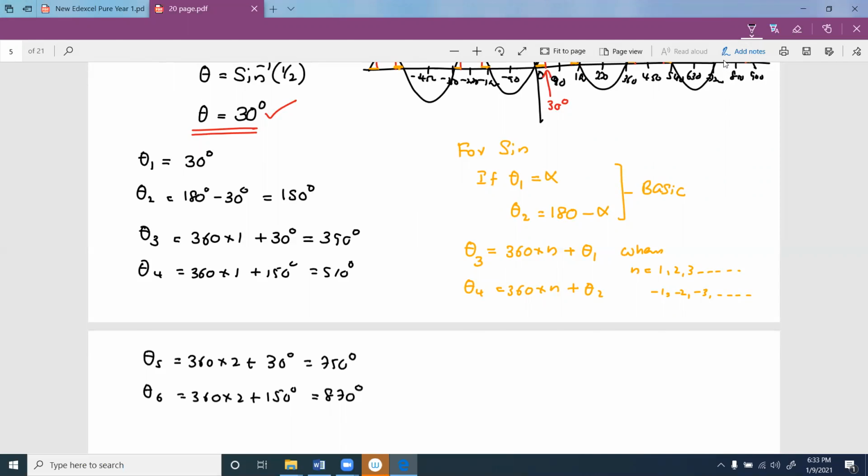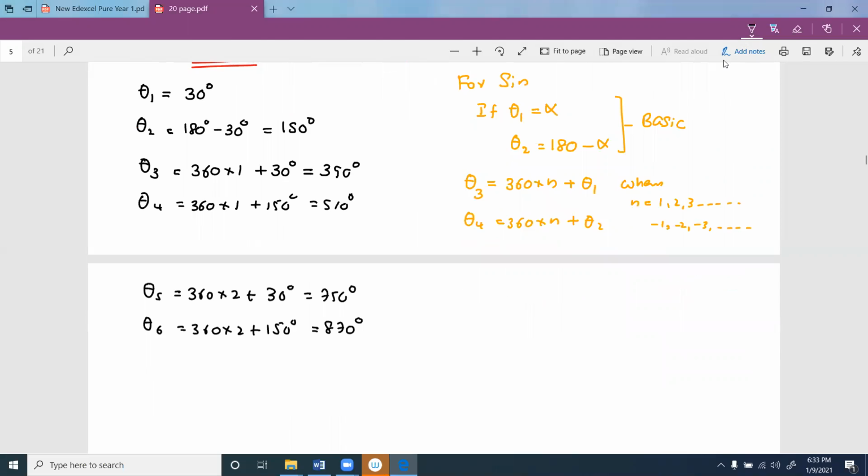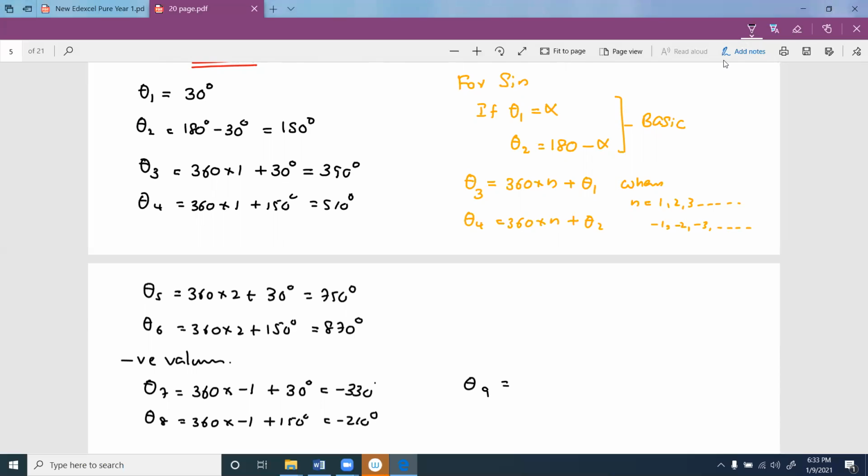If you need to find the negative angles, negative values, this is a way of getting this. You can say theta 7, because it ended up with theta 6. So you can say 360 into minus 1 plus the first angle. It is minus 330. Then theta 8: 360 into minus 1 plus the second angle. Minus 210. Then if you want to go further, theta 9.